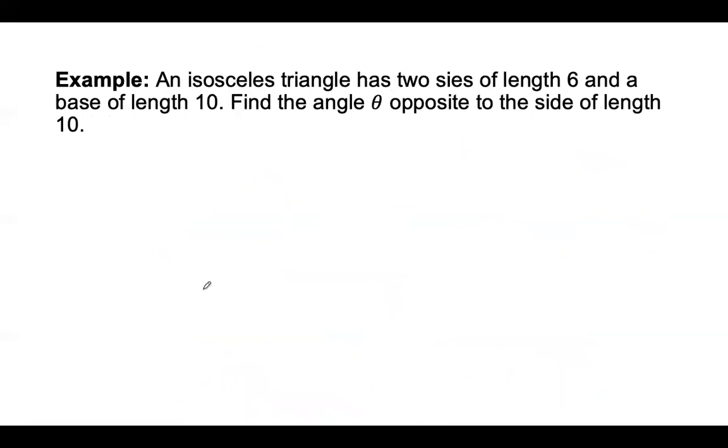And next one, an isosceles triangle has two sides. Sorry, there's a typo here. Let me correct it. Of length 6 and a base of length 10. So you have to know what this is first. Find the angle opposite to the side of length 10. So let's first draw a picture of this.